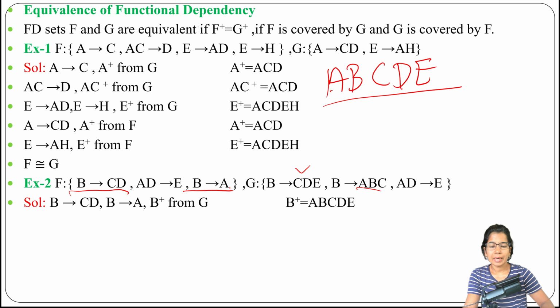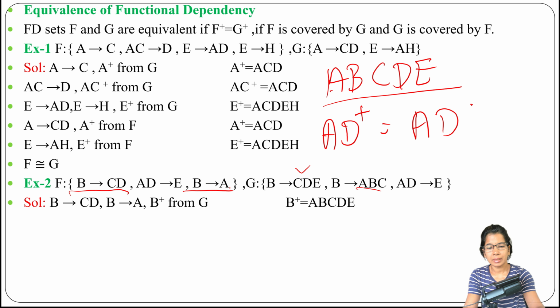Next we'll check AD implies E from G. So AD positive closure will be A, D, E. E is at right side, hence it holds, right?